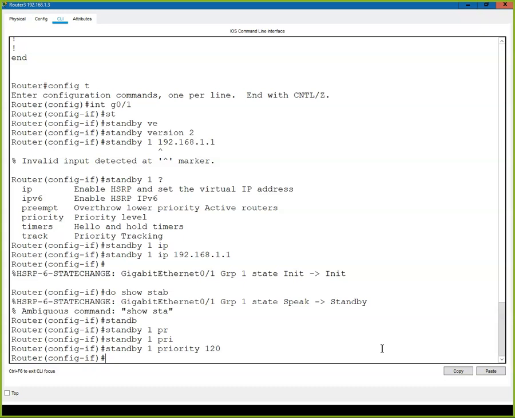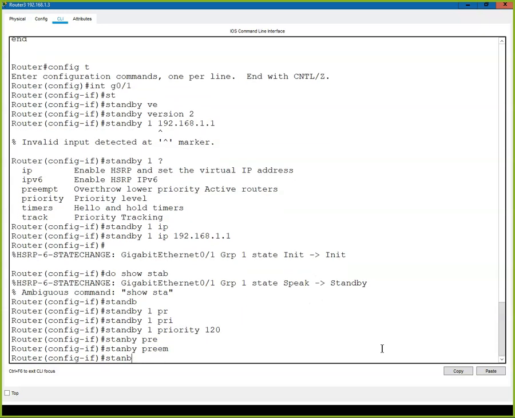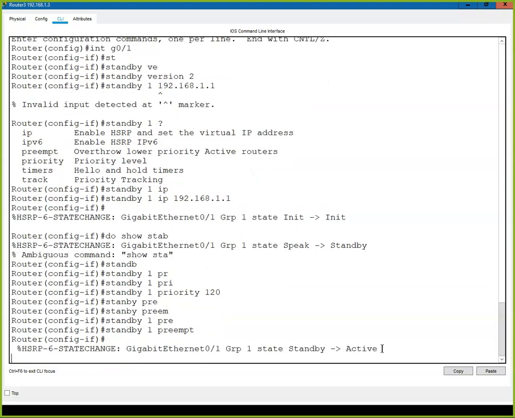The reason it doesn't is because we have this preemption control, and we have to configure the devices so that if they are the higher priority, they preempt. If we don't configure it, preemption is not going to take place. So standby 1 preempt. I almost made that mistake. Fortunately, it saved me. Now we immediately go from standby to active.